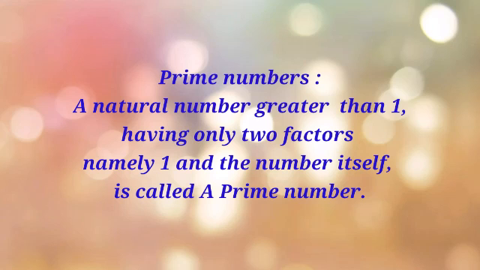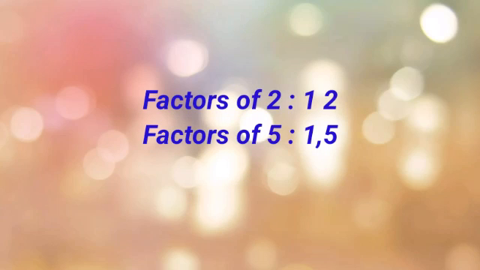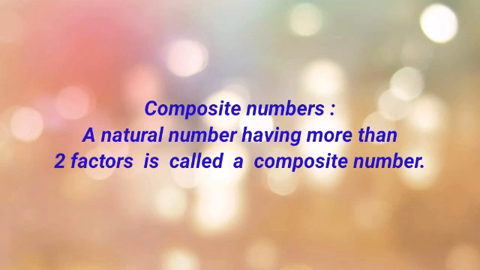Shall we see an example? If we take the number 2, what are the factors of 2? 1 and 2. And if we take the number 5, the factors are 1 and 5. For 7 also, 1 and 7. Likewise we can do.